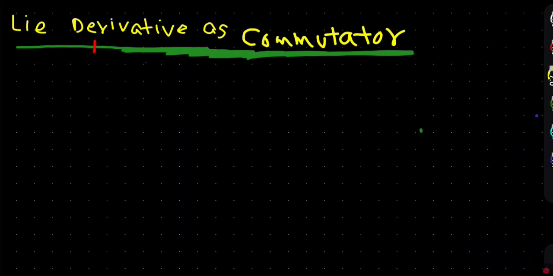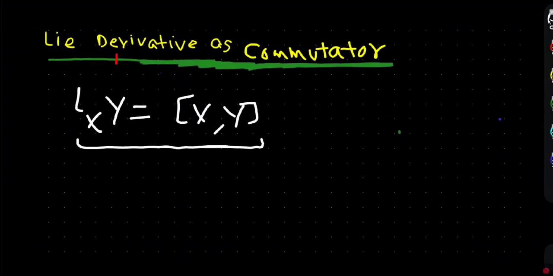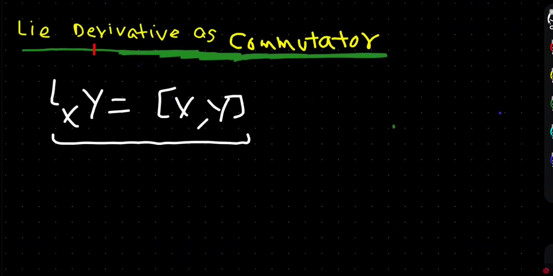That's why it's very important. In this particular video, I'm going to prove a very important result: the Lie derivative acting on Y is equal to the commutator of the vector fields X and Y. If you have studied differential geometry, you must have encountered this very famous result. The Lie derivative of Y is equal to the commutator relationship between X and Y.